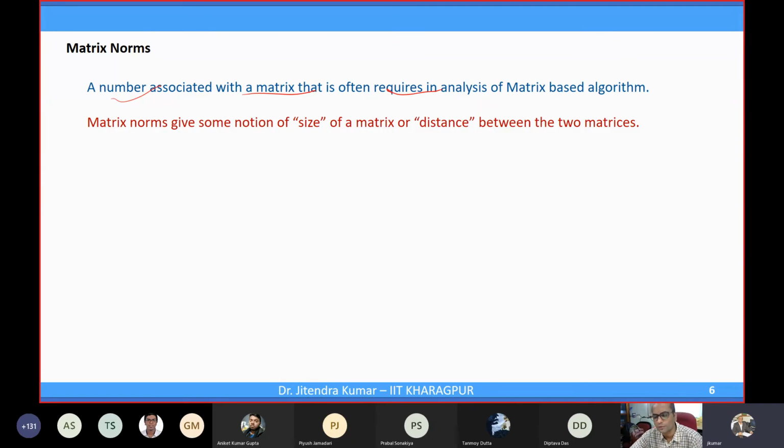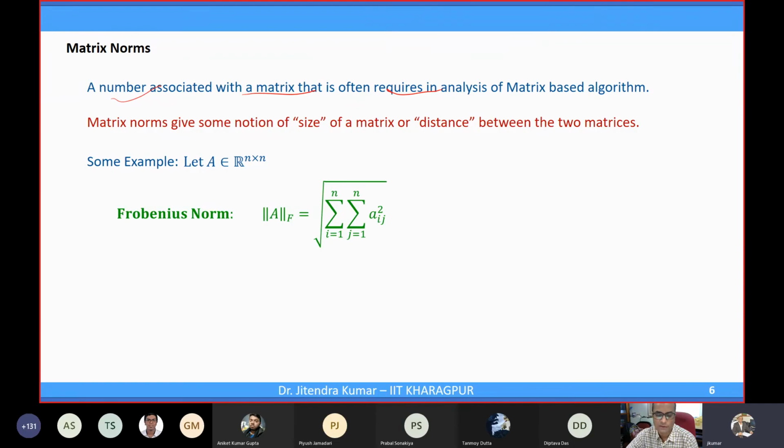So for that notion of closeness or distance between two matrices, we need such matrix norms. For example, A is an n cross n matrix. One norm which is popular is the Frobenius norm. You can compute the Frobenius norm just by squaring each entry, adding them, and taking the square root.